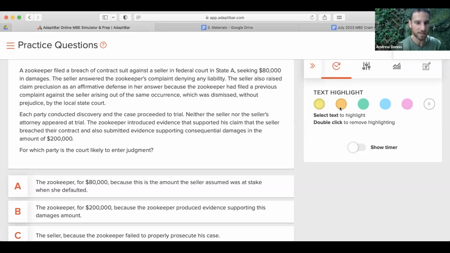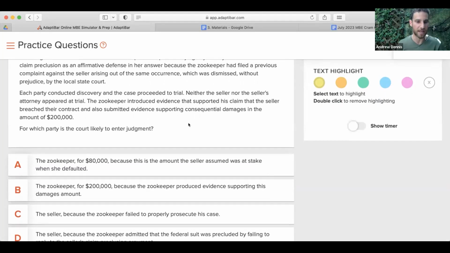Each party conducted discovery and the case proceeded to trial. Neither the seller nor the seller's attorney appeared at trial. The zookeeper introduced evidence that supported his claim that the seller breached their contract and also submitted evidence supporting consequential damages in the amount of $200,000. For which party is the court likely to enter judgment?